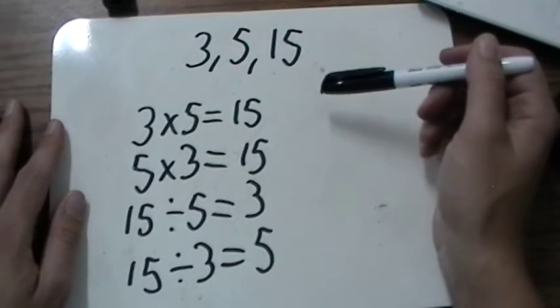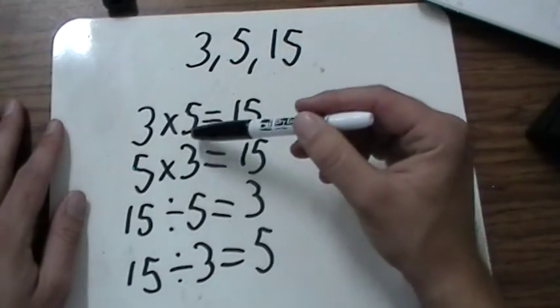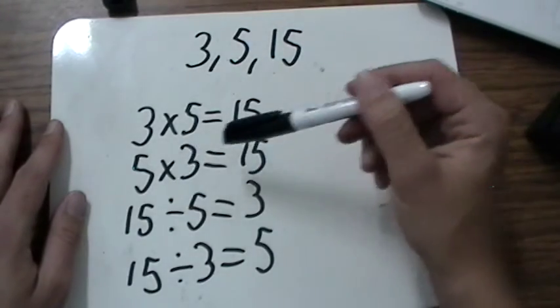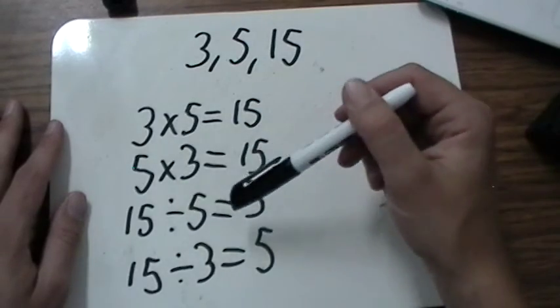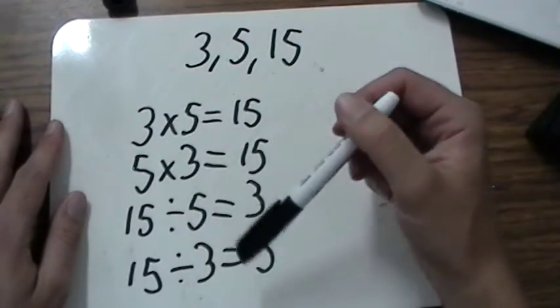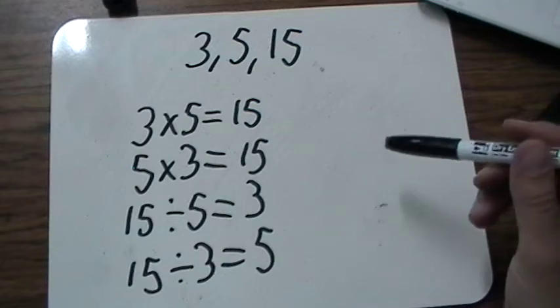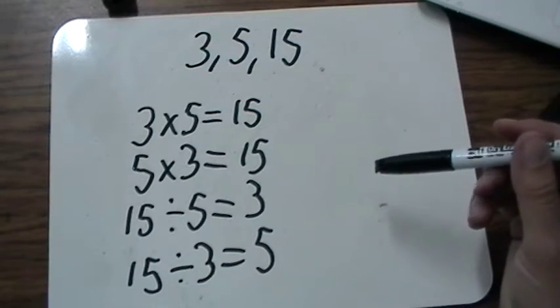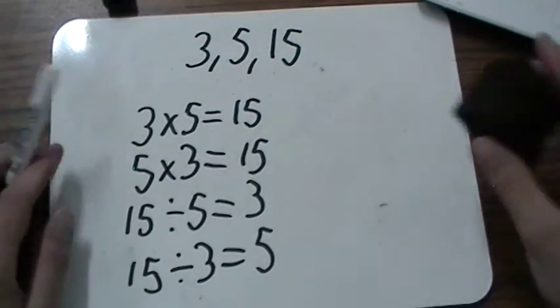3, 5, and 15, how are they related? 3 times 5 is 15, 5 times 3 is 15, 15 divided by 5 is 3, 15 divided by 3 is 5. We call those fact families. All right.